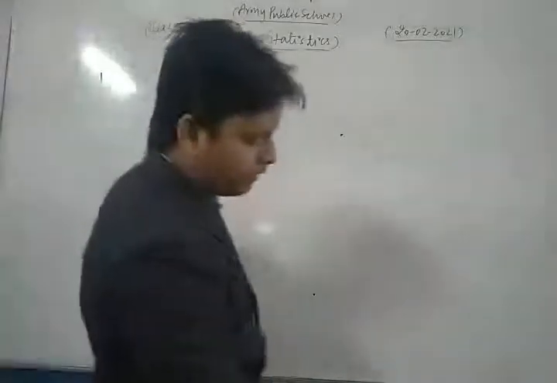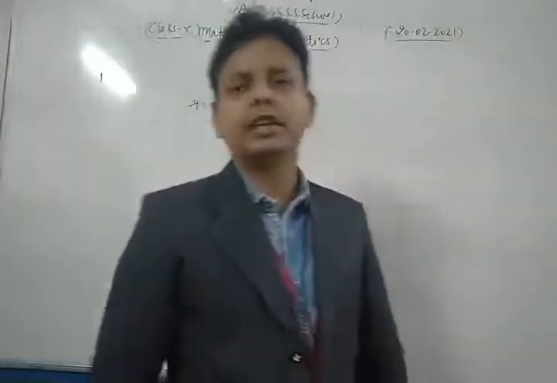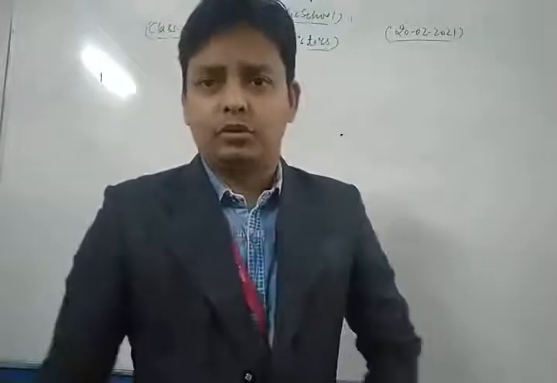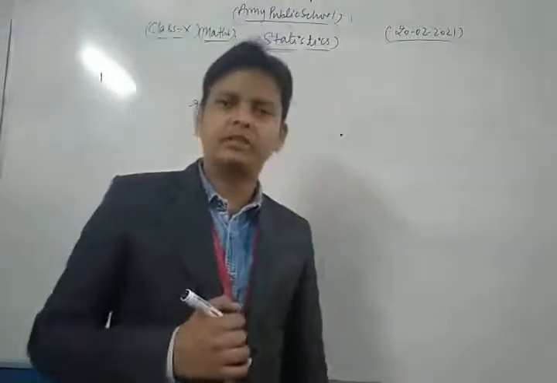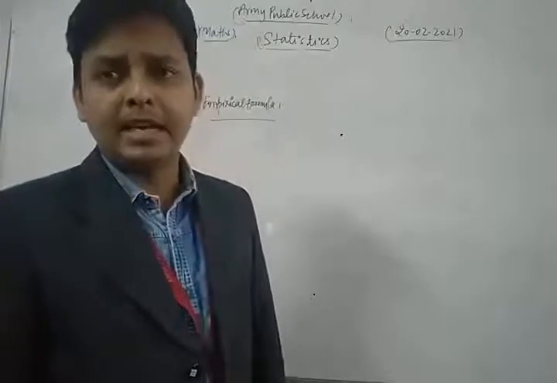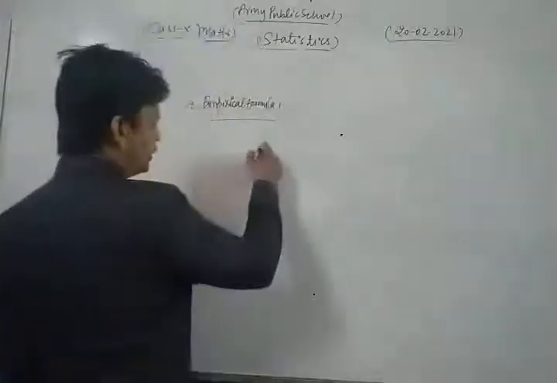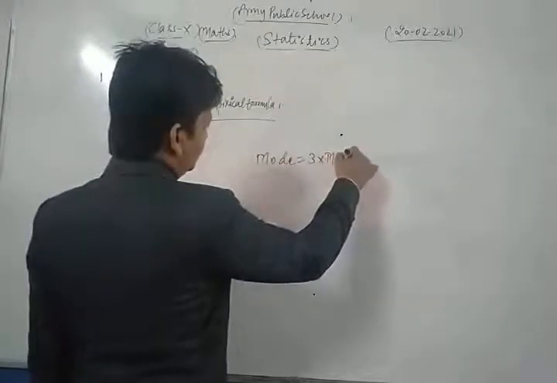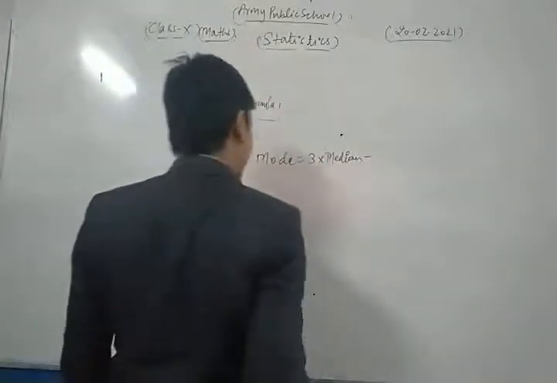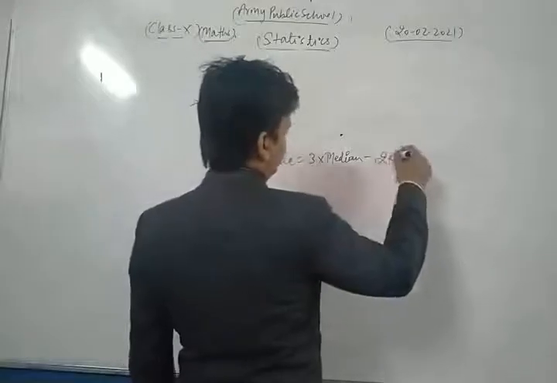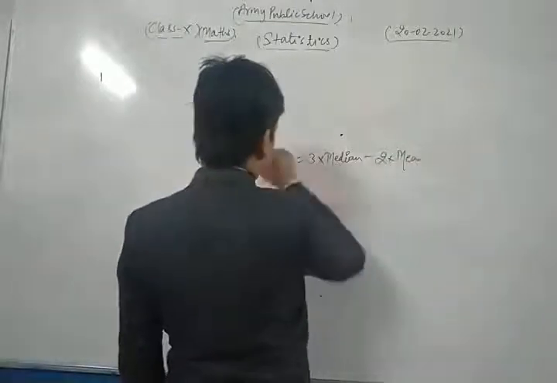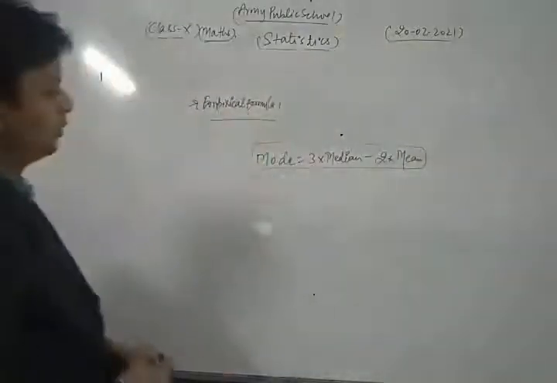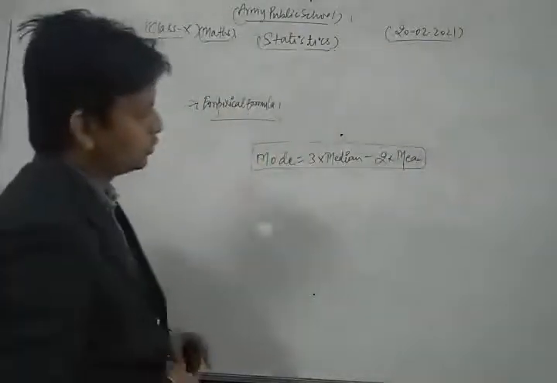The empirical formula gives the relationship between mean, median and mode, which is: mode is equal to 3 into median minus 2 into mean. Mode is equal to 3 into median minus 2 into mean.